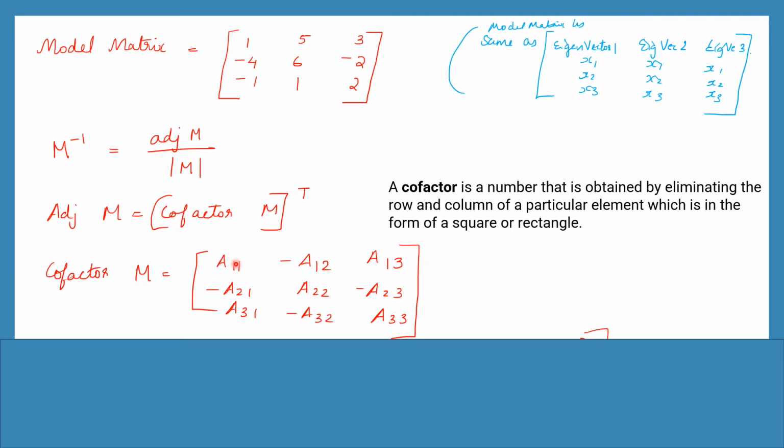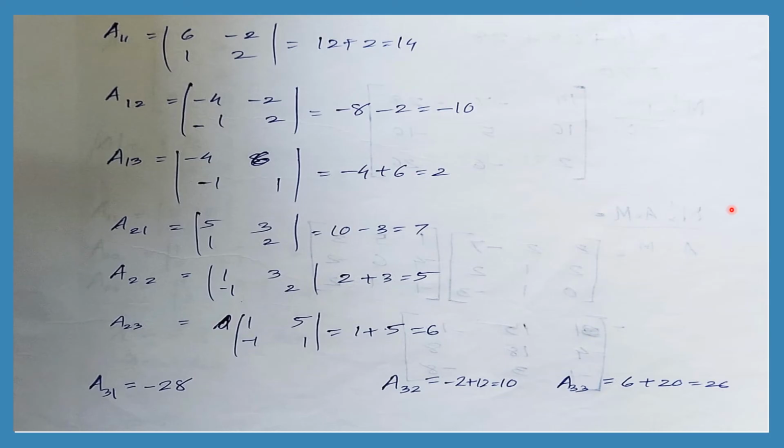If we take A11, the cofactor at the A11 position, we cancel the first row and first column and evaluate the determinant of the remaining matrix; that value will be A11. For minus A12, we cancel the first row and second column and write the remaining square matrix as a determinant; its evaluation will be the value of A12. A cofactor is a number obtained by eliminating the row and column of a particular element, leaving a square or rectangle. So this is the corresponding cofactor evaluation.